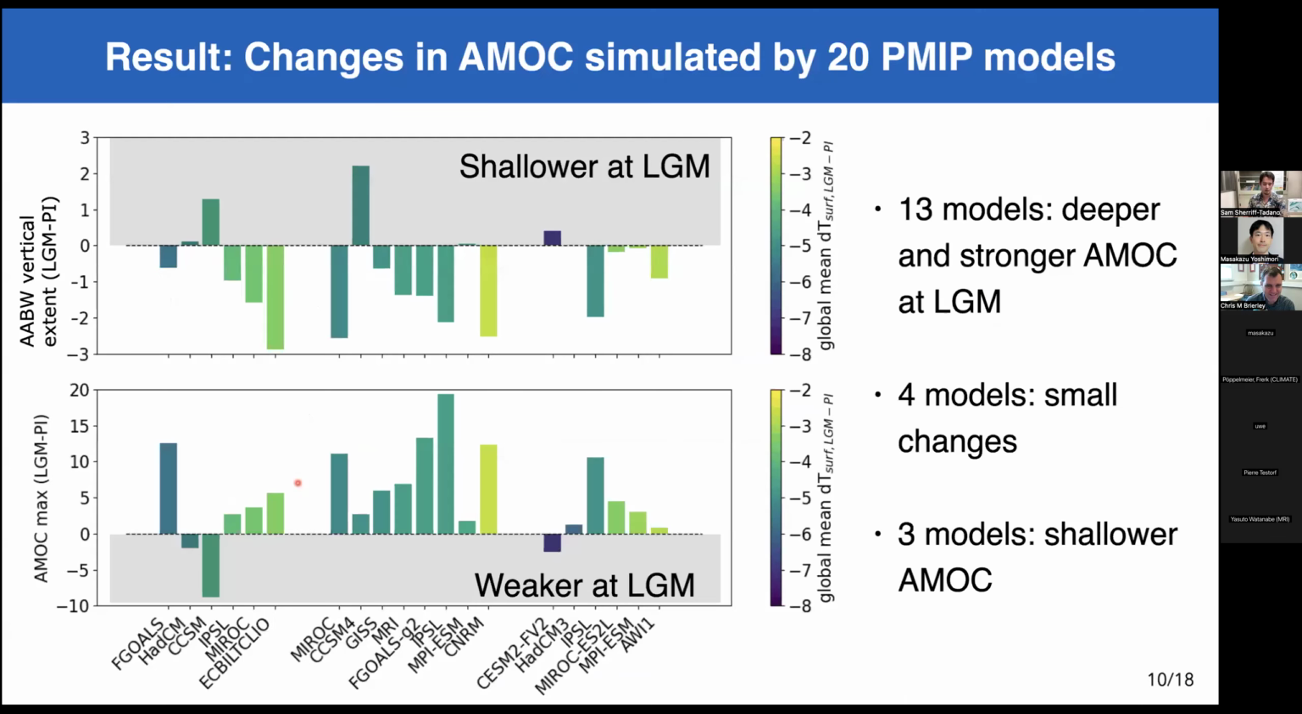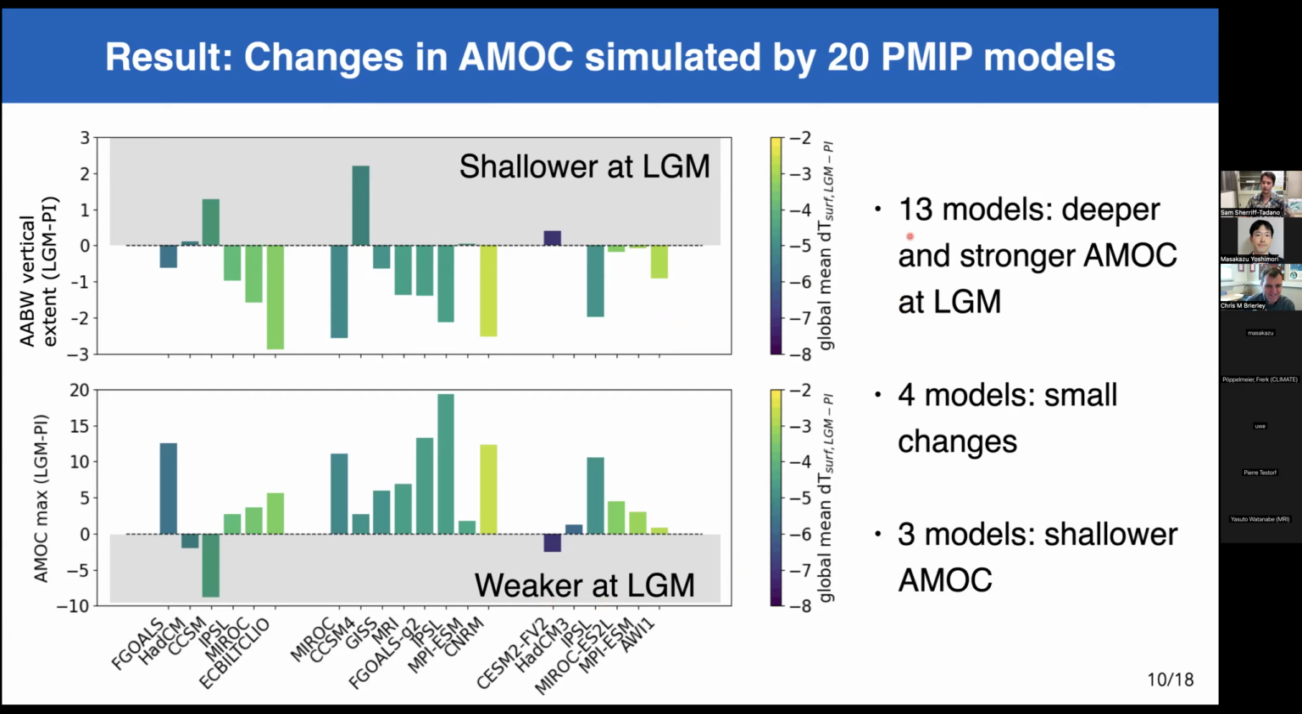Okay, so now I'd like to move on to the results. So here first shows the responses of the LGM AMOC depth and the strength in 20 different models. For the top panel, it shows the changes in the AABW thickness. So the positive value means shallower AMOC at the LGM. And for the bottom panel, the negative value means a weaker AMOC at the LGM.